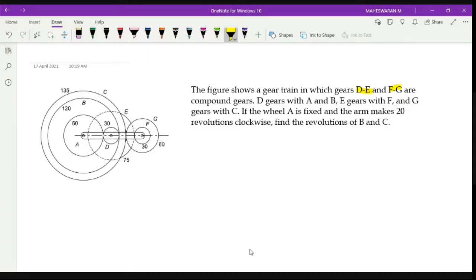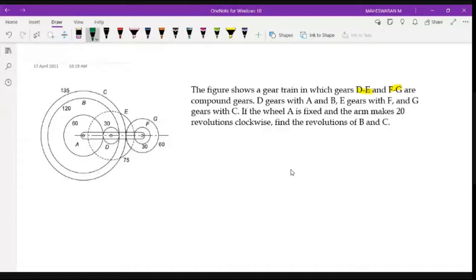Is F and E separate, outside? F and E, yes, of course, they are separate. It is like the back side. Where we have put a dotted line, it means it is on the back side. These are the back side of the gear.